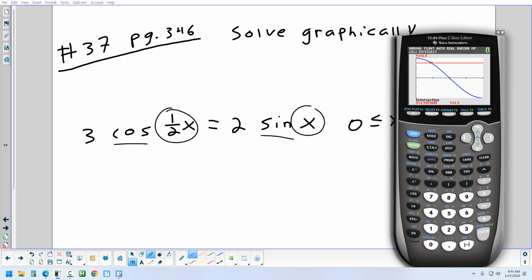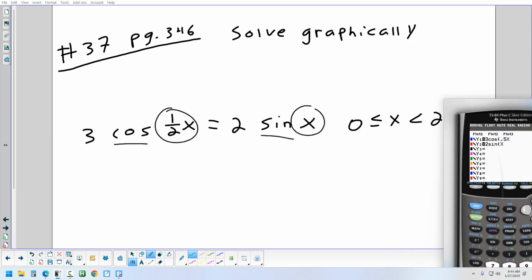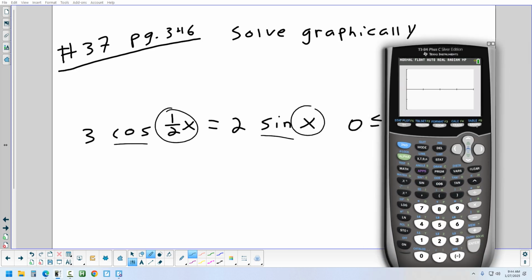So we'll talk about how we could maybe do a problem like that, but it's not something we're going to look at algebraically right now. All right, so I'm going to do 3 cosine 0.5x, 2 sine x. Window's usually 0 to 2 pi that they give you in these problems.